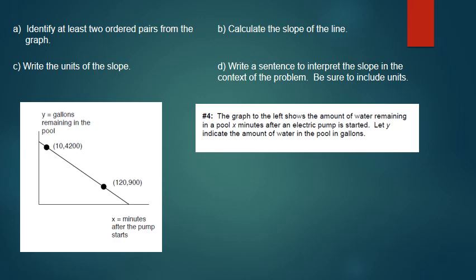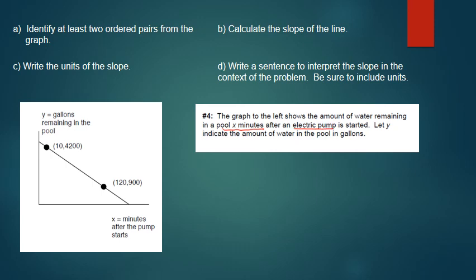All right, so just like in the previous problems, we're identifying at least 2 ordered pairs from the graph. We're calculating the slope of the line, writing the units of the slope, and then writing a sentence to interpret the slope in the context of the problem. All right, so I'm going to read the text from number 4, and it says the graph to the left shows the amount of water remaining in a pool X minutes after an electrical pump is started. So I'm highlighting the important information.